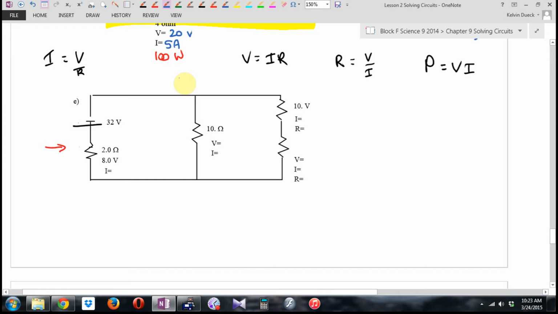Okay? All right. Let's find everything. First thing, what did I say? What's the first thing that I look for? How many volts is this battery? 32. Which way is downhill? That's which way the current goes. Electrons go in the opposite direction.